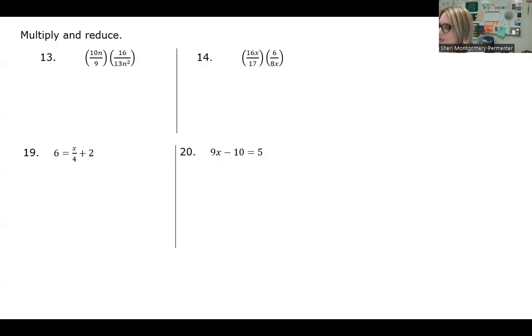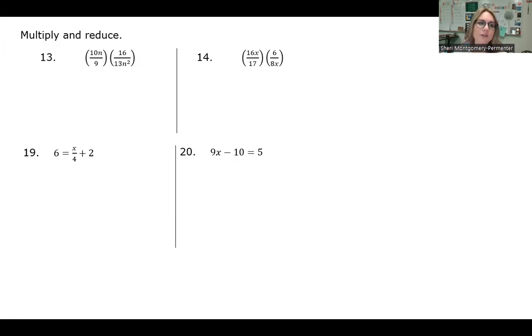On to the back of our worksheet. So question number 13, these on the back, is there an equal sign? No, so you cannot cross multiply. You can only cross multiply when you have an equal sign. That's the only time it works. So for these, you are just multiplying straight across.